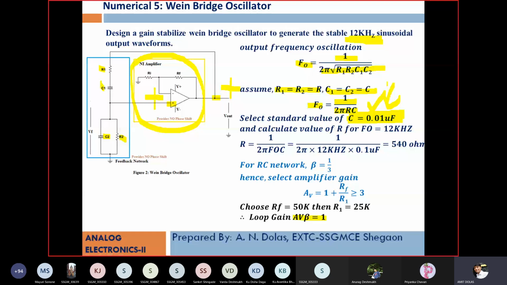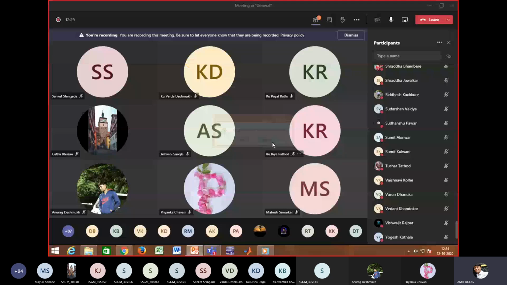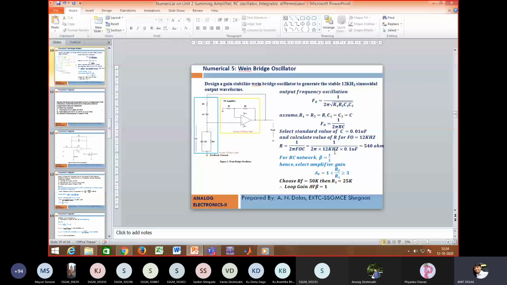3.7, 0.37 microfarad, whatever. So putting this value here, 1 divided by 2 pi into fo into C. So it will be 2 pi into 12K into 0.01 microfarad. We have to take 0.01 microfarad. So please tally the answer, calculate at your end.